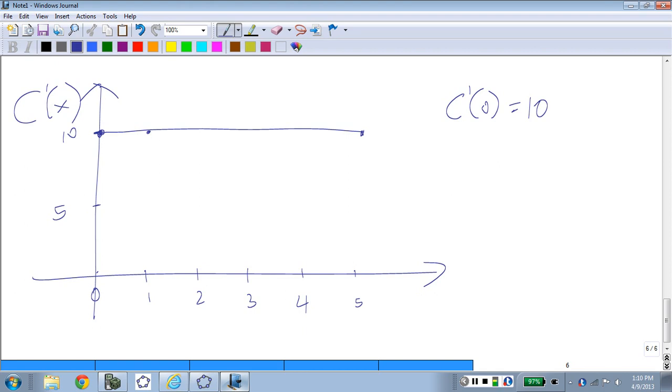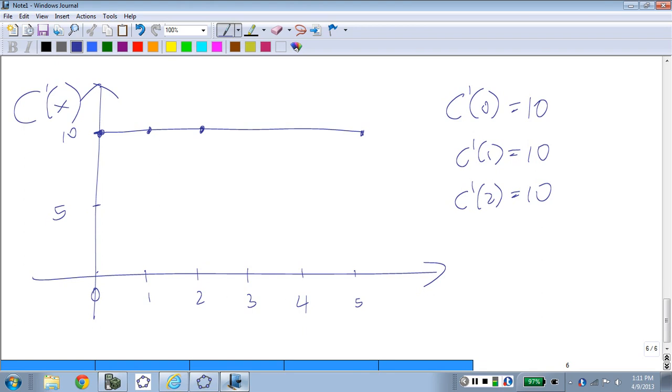Well, right here, C prime of 1 is 10. That means if we produce 1 additional unit, we're currently producing 1, and we produce 1 additional unit, we can expect our cost to increase by $10. All right, C prime of 2 equals 10. So same thing, if we produce 1 additional unit, we'll increase our cost by 10.